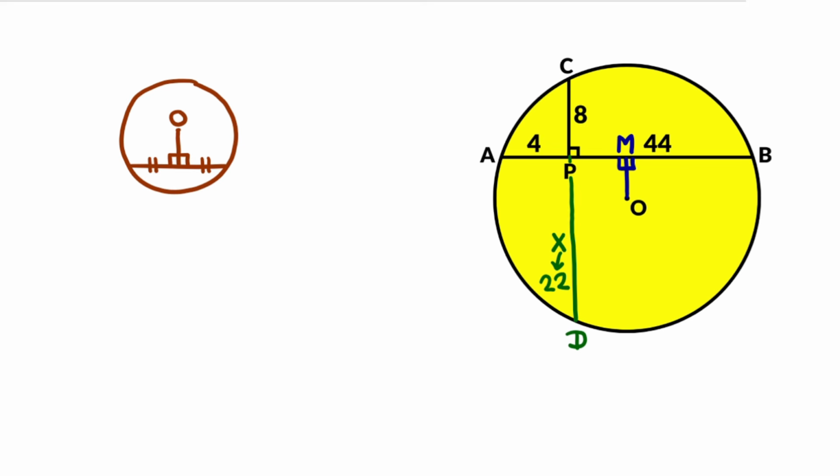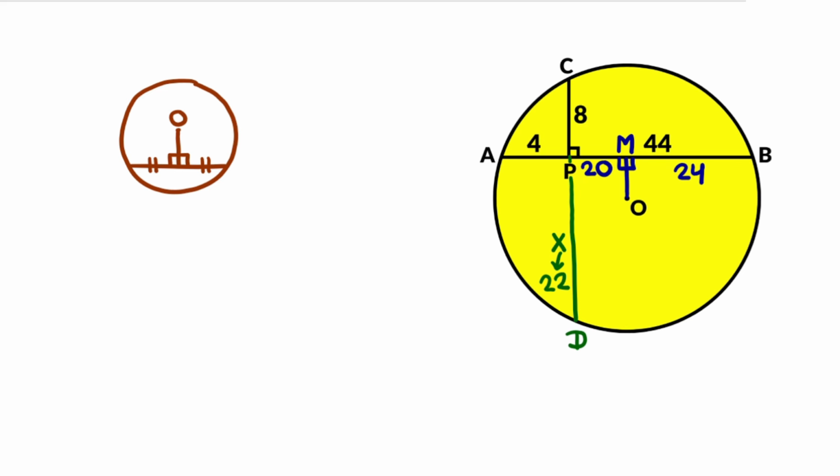The entire chord AB is 4 plus 44, which is 48. So M is the midpoint, and MB is 24. Since AP is 4, PM must be 20.